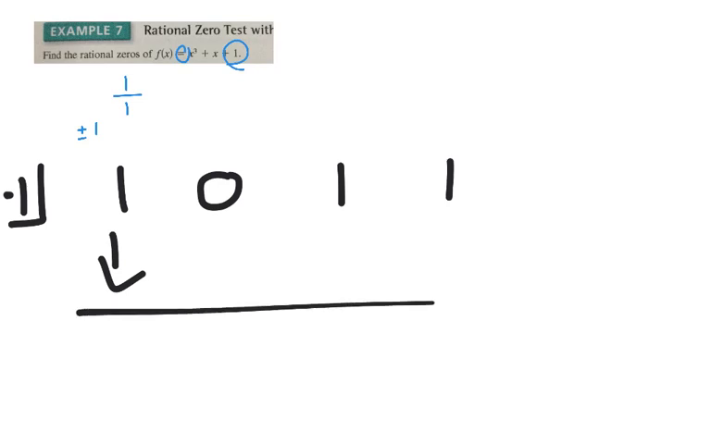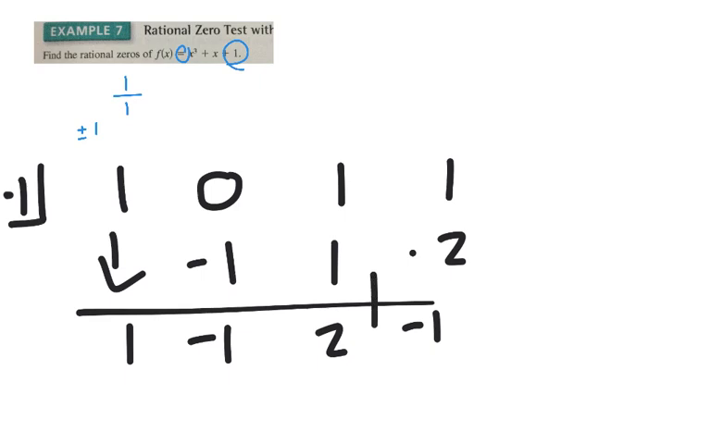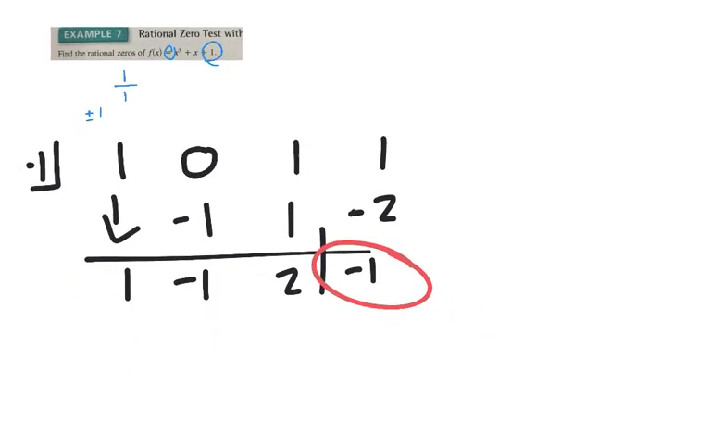So I bring down the 1. 1 times negative 1 is negative 1. Combine, multiply, combine, multiply, combine. So is negative 1 a rational root? It's not either. So that means this problem has no rational roots.